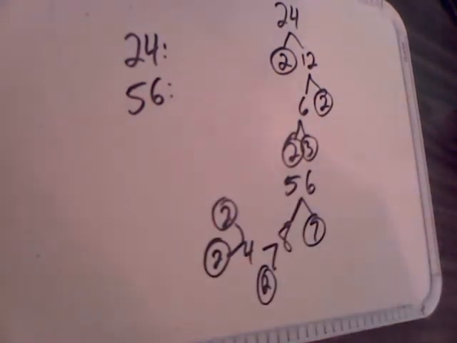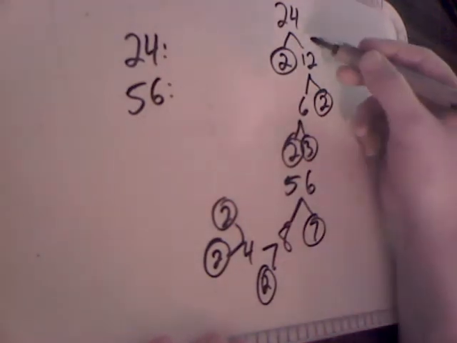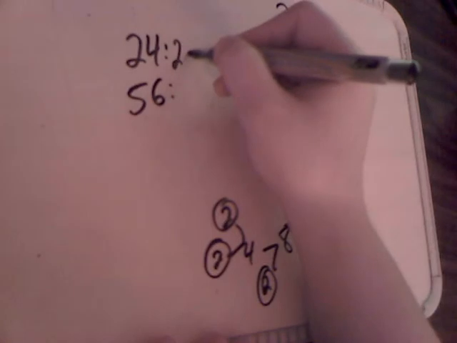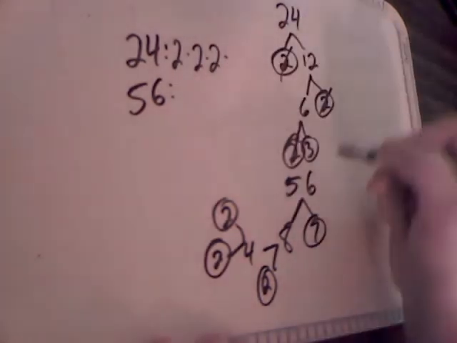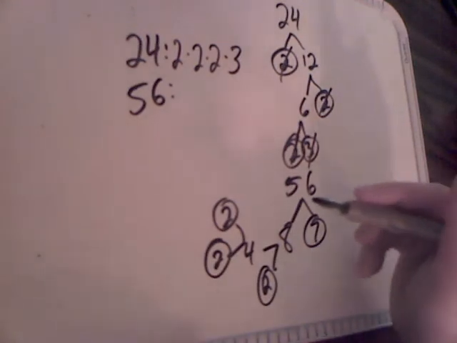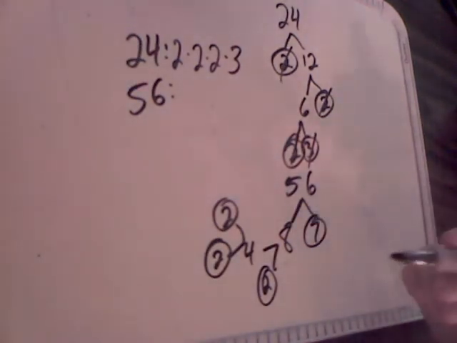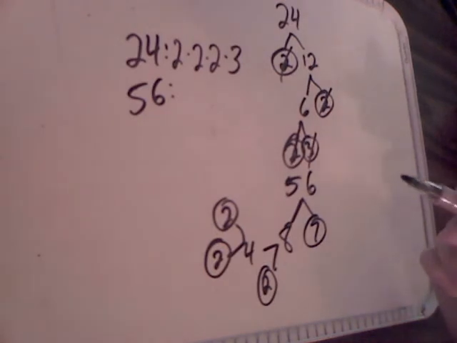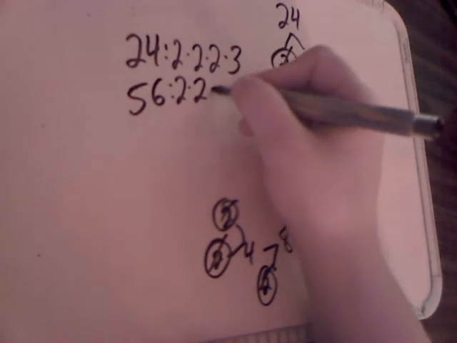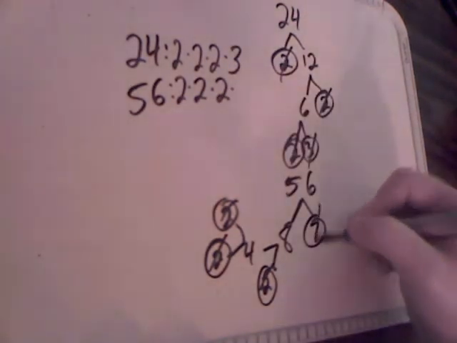Let's write out all these factors. For 24, we have 1, 2, 3 2's: 2 times 2 times 2, and then we have a 3. For 56, and it's much easier if you list these in numerical order. If you don't, life goes on, but if you do, it'll make life easier for you. We have 1, 2, 3 2's, and then we have a 7.